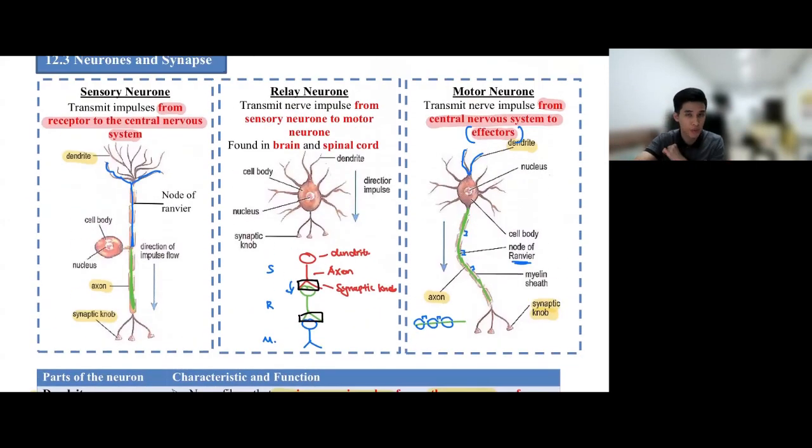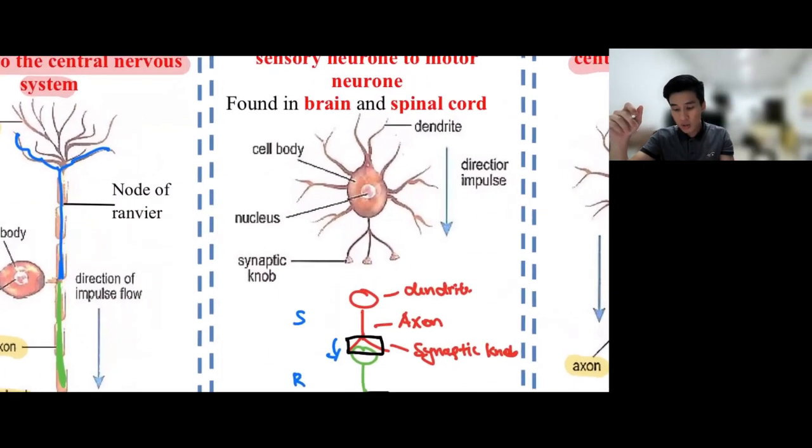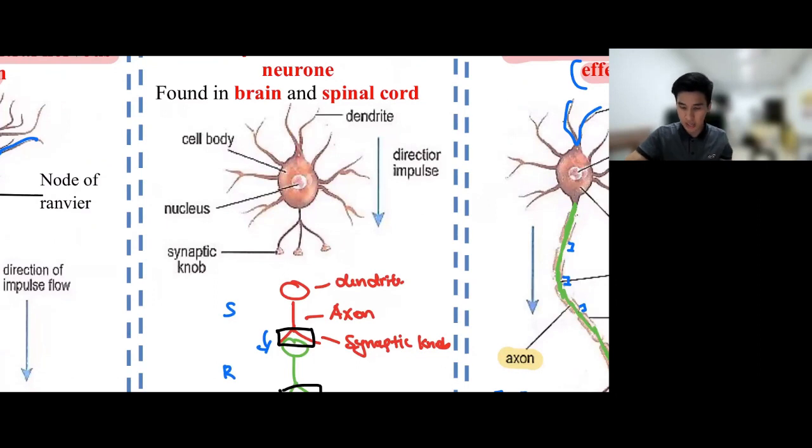And now the relay neuron, finally. Now relay neuron, you can see it's very different because relay neuron doesn't have axon. That's why it's very small. So relay neuron is throughout your entire spinal cord. It's a lot of relay neurons. Unlike sensory and motor, where sensory is like one straight line connected all the way, relay is just a lot. In your brain also, there are many of it. Because it's very short, very small. So for relay neuron, there's no axon, there's only dendrite and synaptic knot.